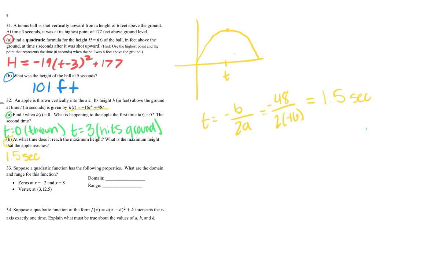And so now to find the height at 1.5 seconds, all we have to do is plug that into our formula and then into our calculator. So we say negative 16 times 1.5 squared plus 48 times 1.5. And if we plug that into our calculator, we are going to get 36, which is going to be our maximum height, and our function is in feet, so 36 feet is going to be our max height. So we're going to put it over here, 36 feet.